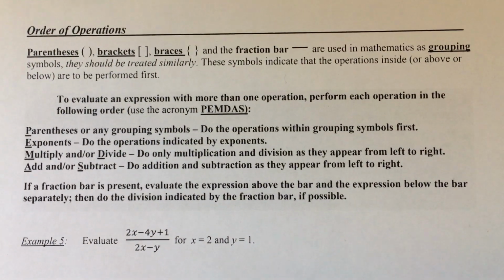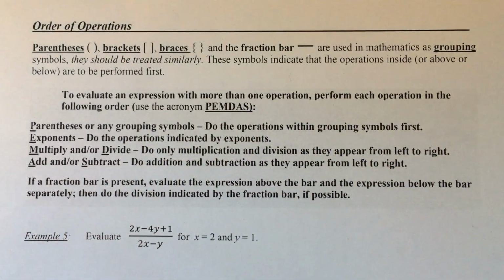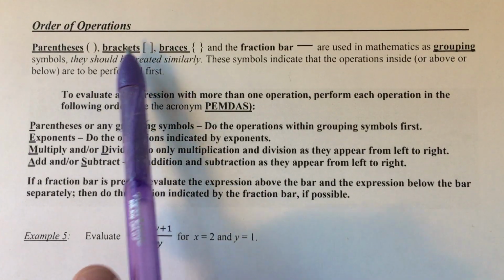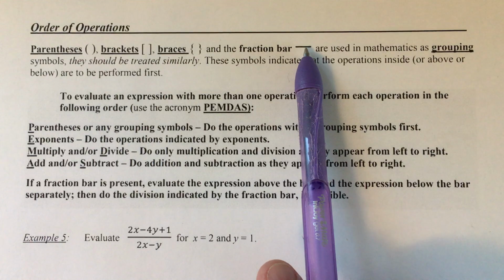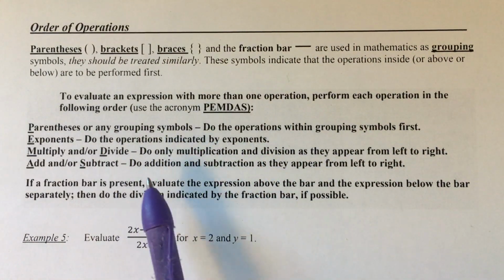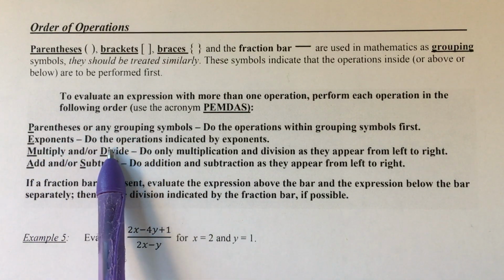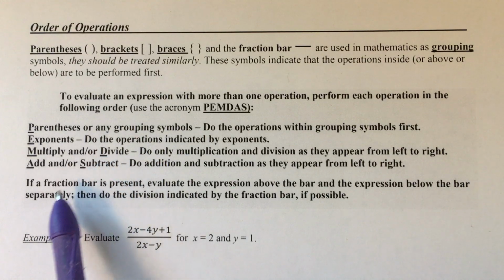All right, let's recap order of operations real quick. Again, we call this PEMDAS. The first thing we do in order of operations is parentheses or any other grouping symbol. So for example, square brackets or a fraction bar could also group just as easily as parentheses do. Then we do exponents, multiply and/or divide left to right, and add and subtract left to right.